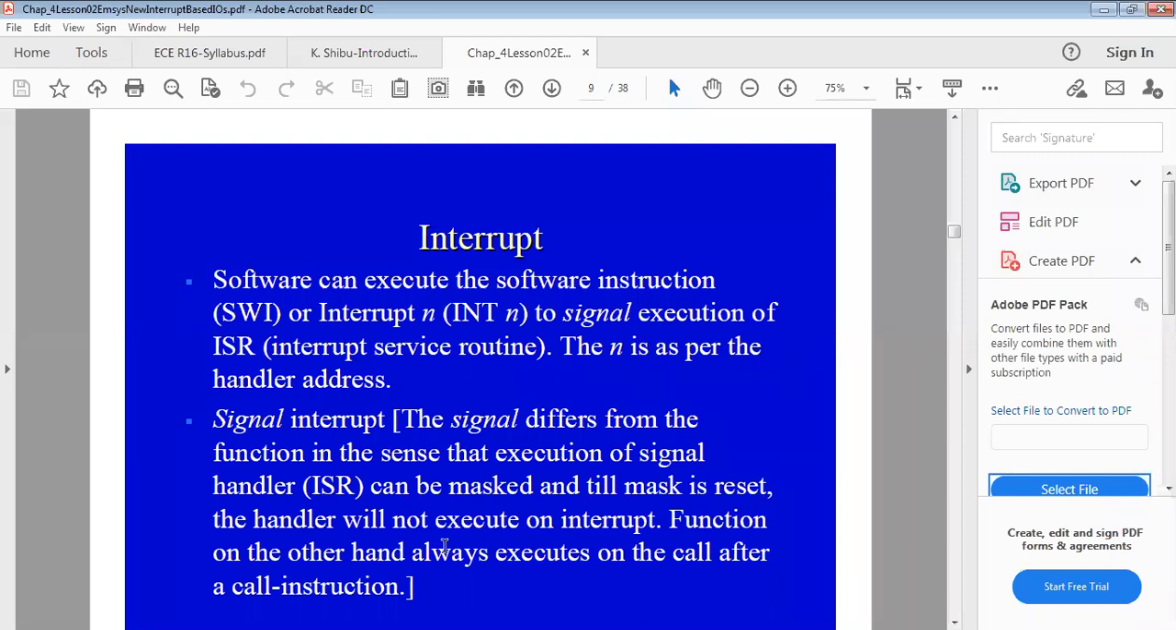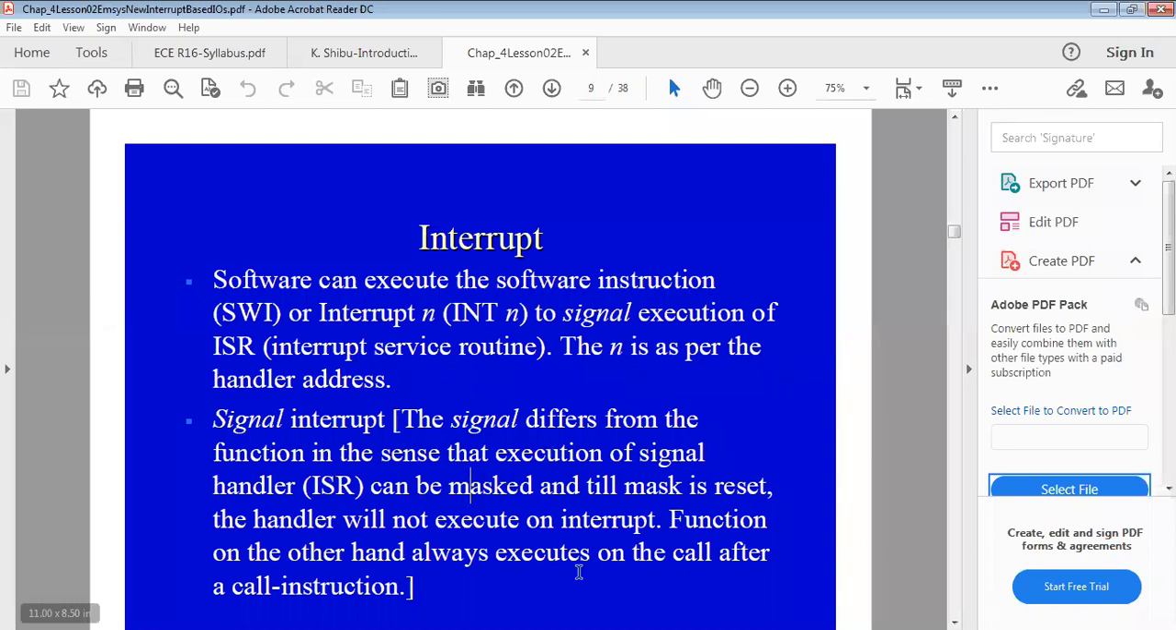Okay, just like that situation here, when we enable that interrupt flag, it frequently checks whether the interrupt has occurred or not, just like a while(1) loop. That is the situation here also. The signal differs from the function in the sense that execution of a signal handler can be masked until the mask is reset, just like an interrupt flag enabled or not.